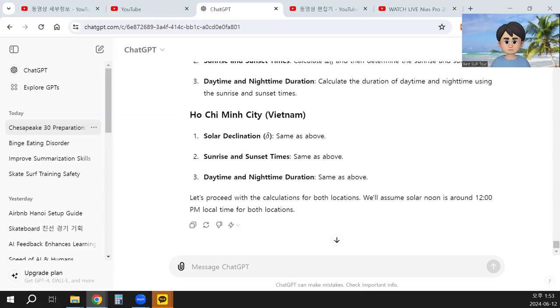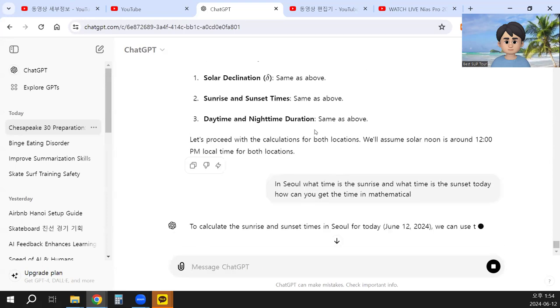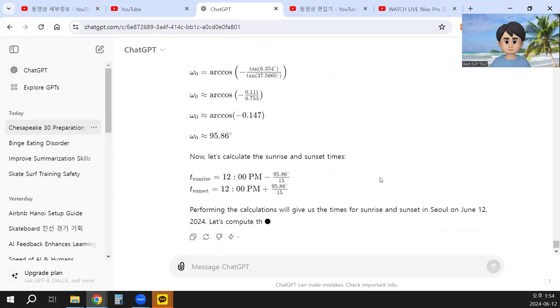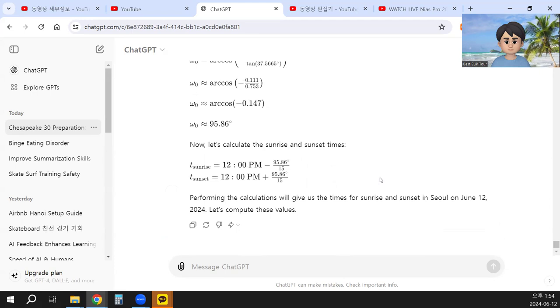What time is the sunrise and what time is the sunset today in Seoul? How can you get the time with a mathematical formula? Tell me the time of sunrise and sunset in Seoul.